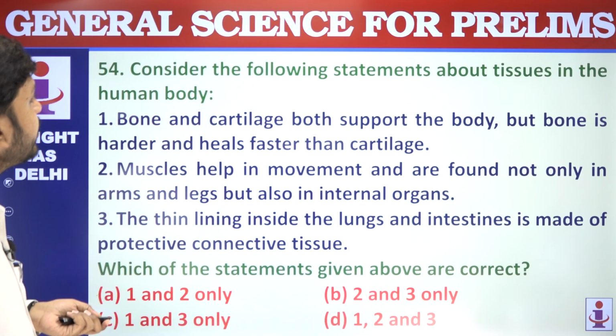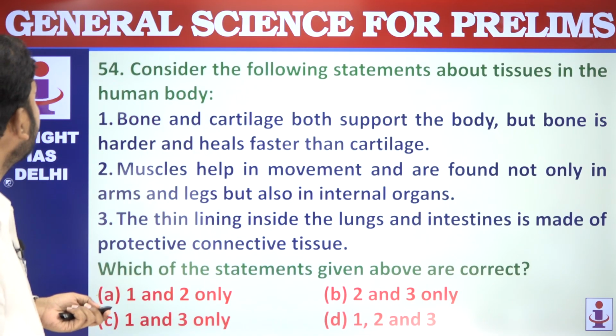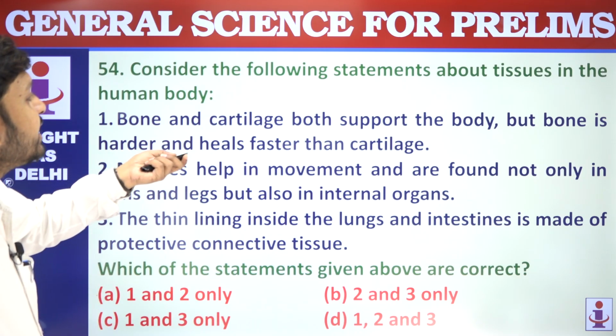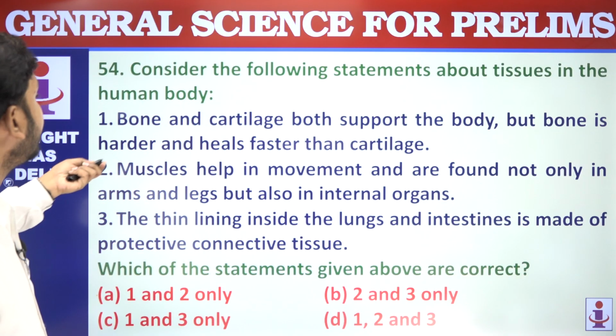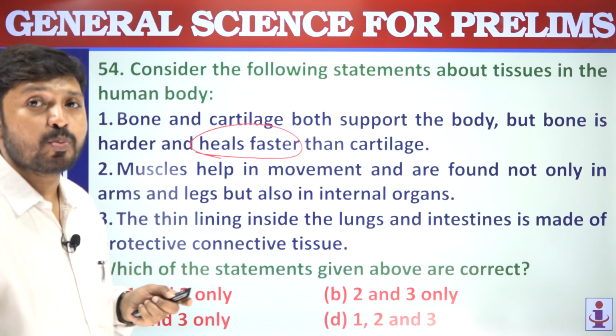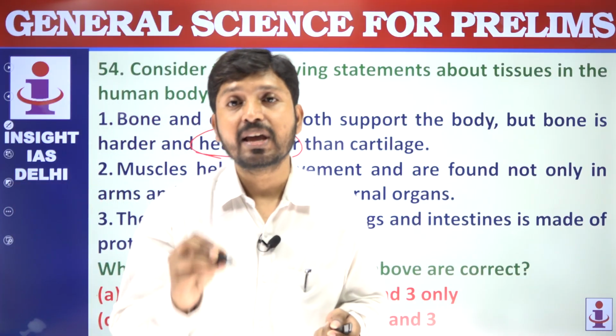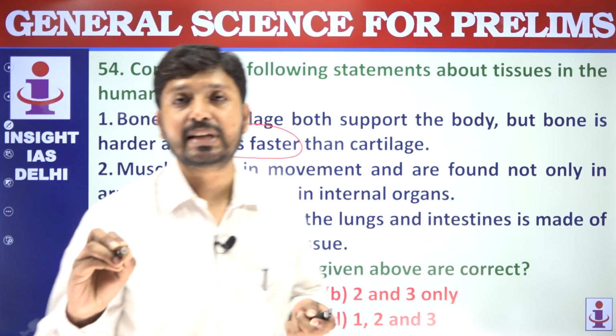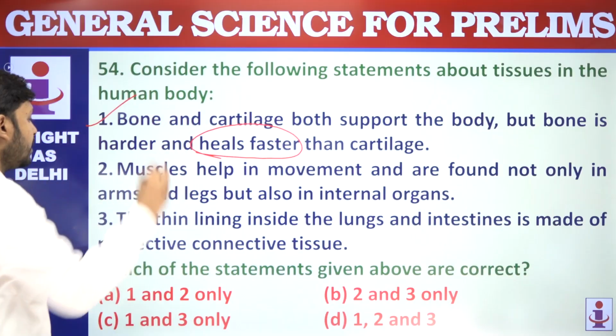Consider the following statements about tissues in the human body. Okay, let's see what the tissues in the human body are. Bone and cartilage both support the body, but bone is harder and heals faster. Yes, this is the true statement because bone consists of some blood vessels which help in healing when any damage occurs. So this is the right statement.